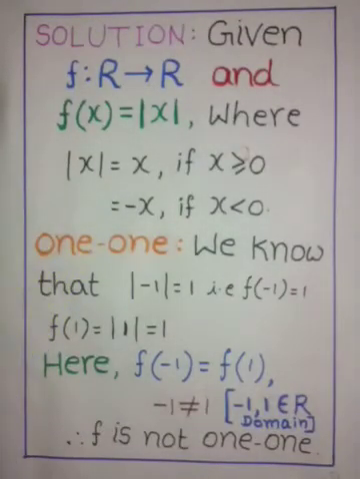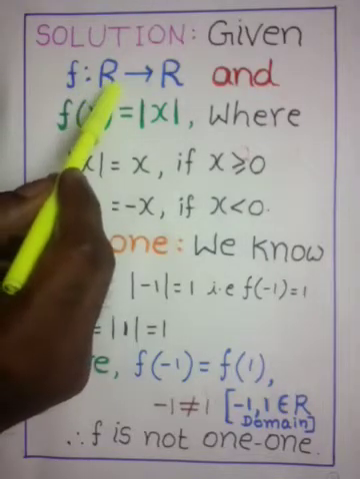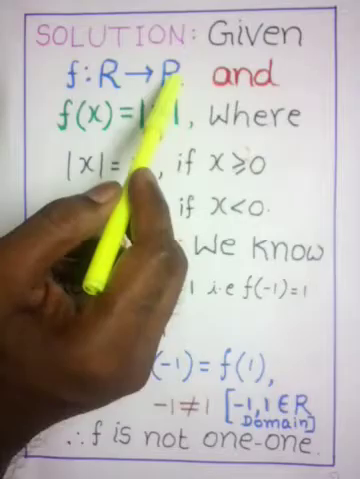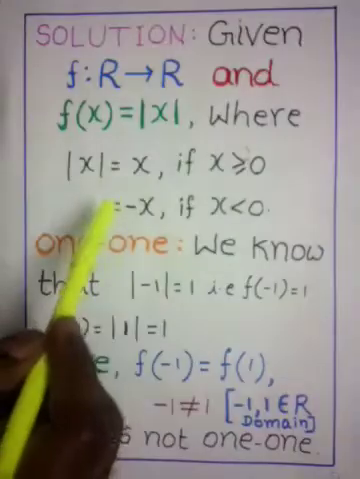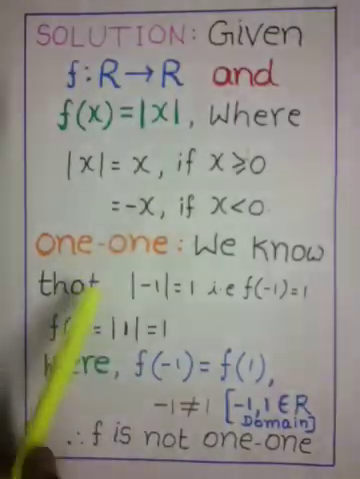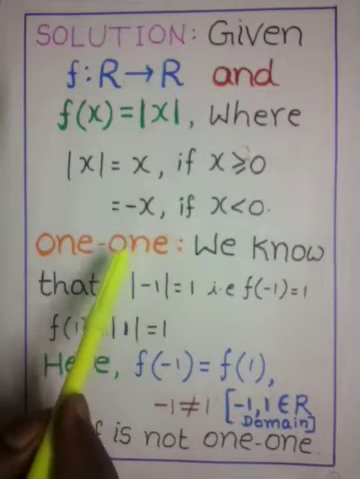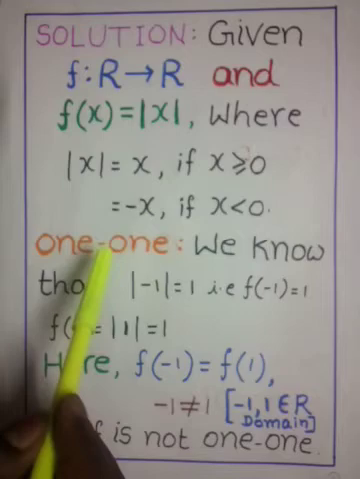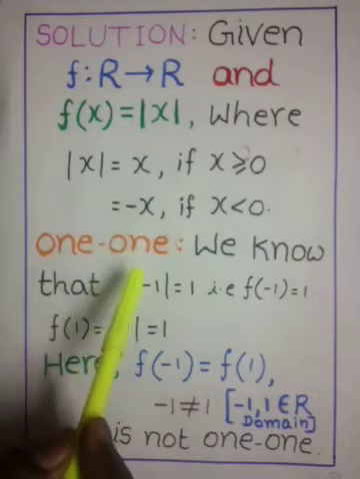Okay, my dear children, what is the function here? F. What is the domain here? R, set of real numbers. What is the codomain here? Set of real numbers. Okay, my dear children, what is f of x? Mod x. Okay, now we are verifying. Now we are going to show that this function is not 1-1 function.